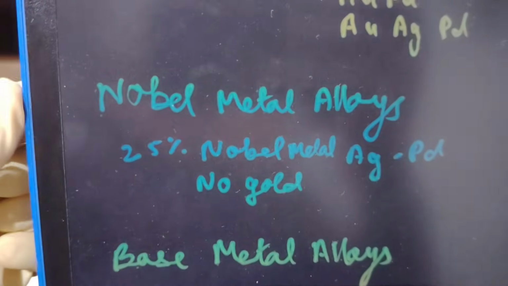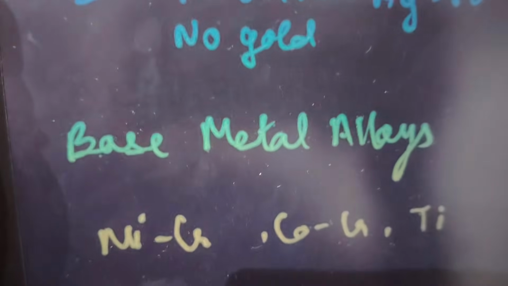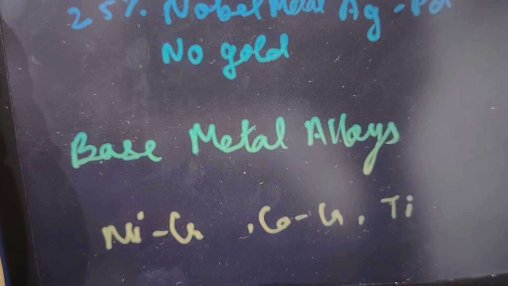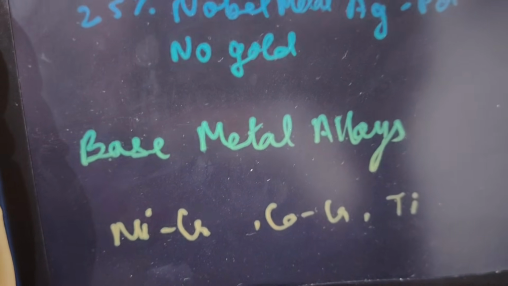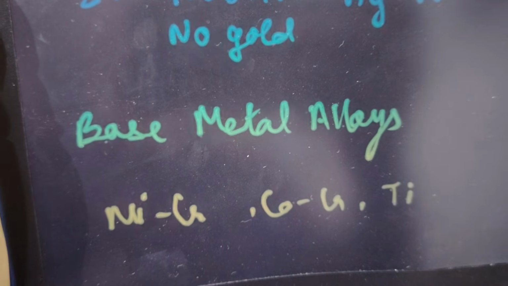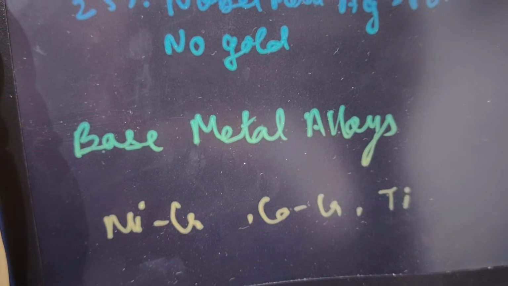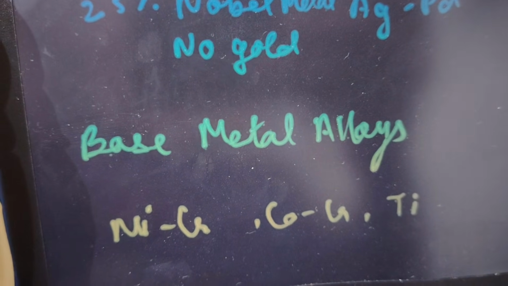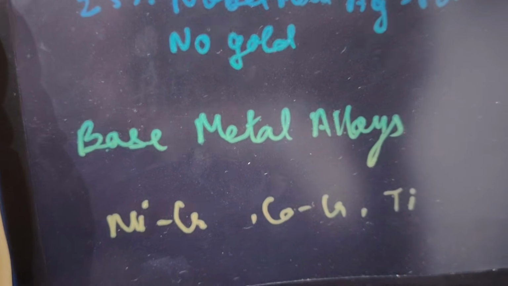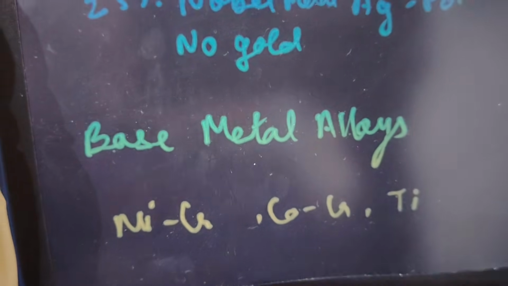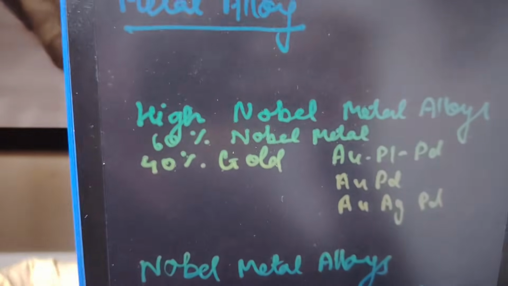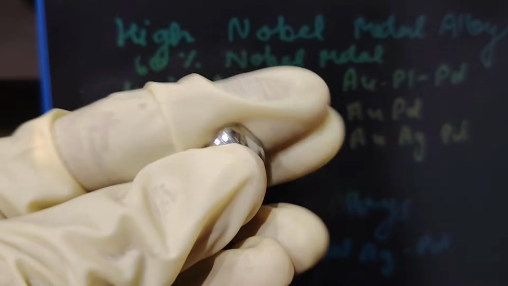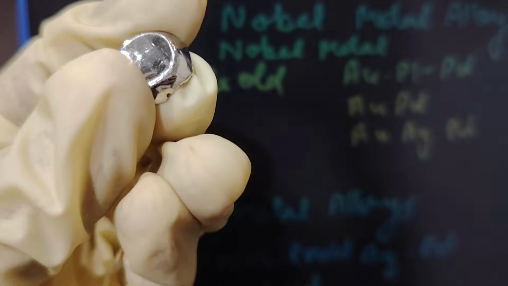And the third, which is the most commonly used, is the base metal alloys, that is nickel chromium, cobalt chromium, or the titanium ones. These alloys are MRI safe as well, so you can go for these in very compromised cases. Because of their poor aesthetics they are cheap, so one can go for these ones.